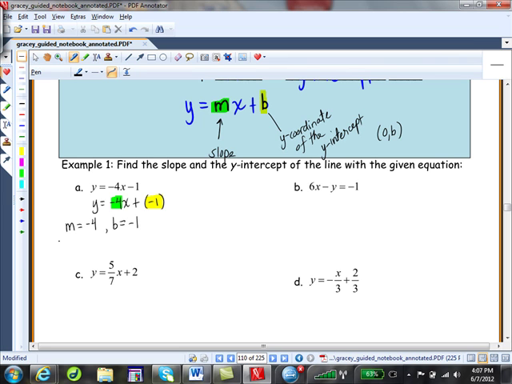So the slope is m equals negative 4, and the y-intercept is the ordered pair 0, -1. So now instead of using two ordered pairs to find the slope, we use the name of the line, the equation of the line. So go ahead and pause the movie and try the rest of these guys and see how you do.